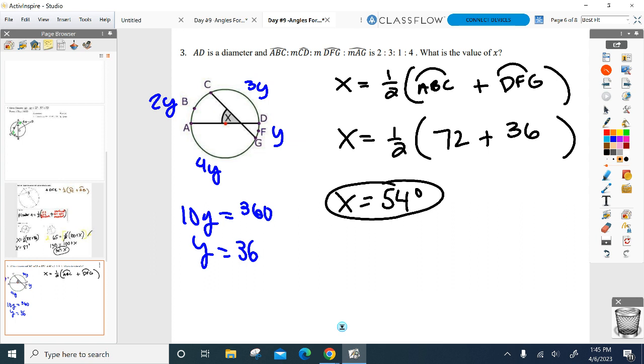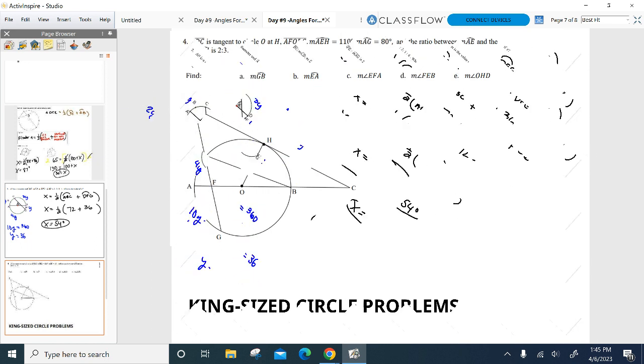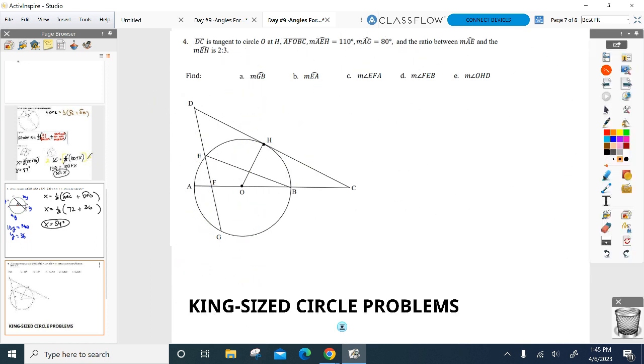Questions? And then we come to everybody's favorite part of the unit: king-sized circle problems. Why do I call them king-sized? Well, we're going A through E here. A piece of advice before you get going: don't try to answer this by going to A, to B, to C, to D, to E. Your success in a king-size circle problem depends on whether you know the arc measures or not.